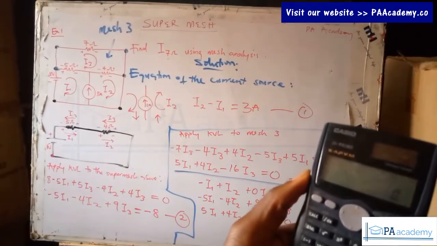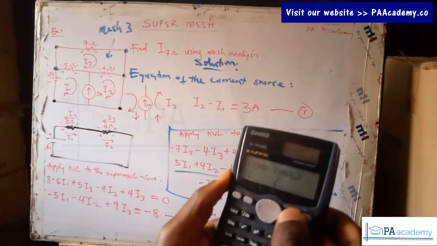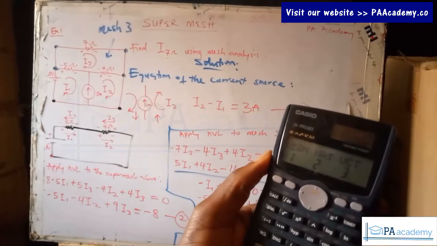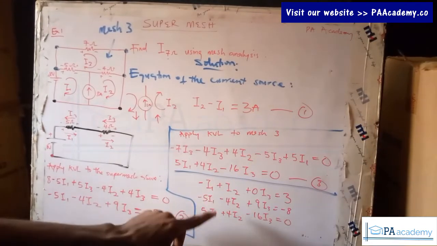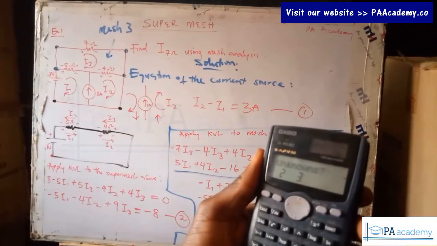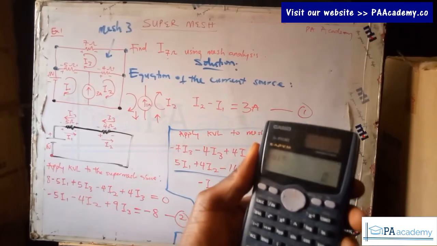Once you are with your Casio 991 like I'm having here, press mode 3 times, you see equation, press 1. So we have 3 unknown values. You can see we have I1, I2, and I3, so unknown, that's 3. Don't worry, I'll do a separate video showing you some of the things you can do on this calculator.